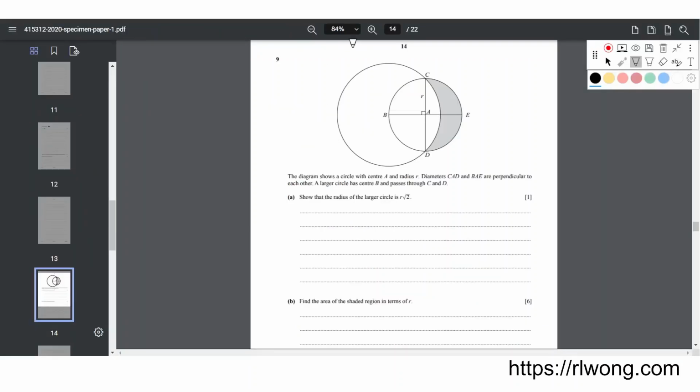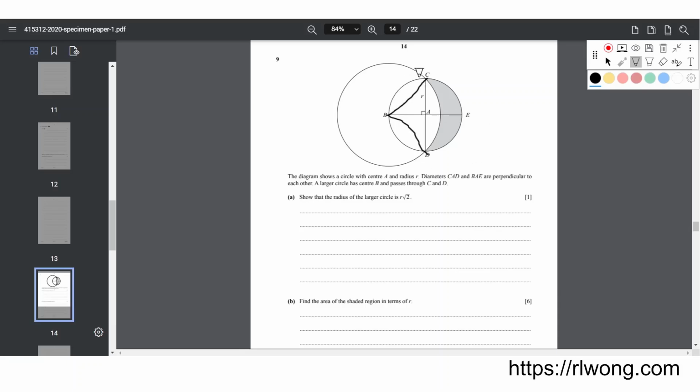Now coming back to this question, you have a diagram here. It shows a circle with center A, radius r. Then diameters CAD and BAE are perpendicular to each other. A larger circle, with center B, passes through C and D. You are asked to find the radius of the larger circle and show that it equals r root 2. If you look at this, BC is the radius of the larger circle. Or I can also say that BD is also the radius of the larger circle.